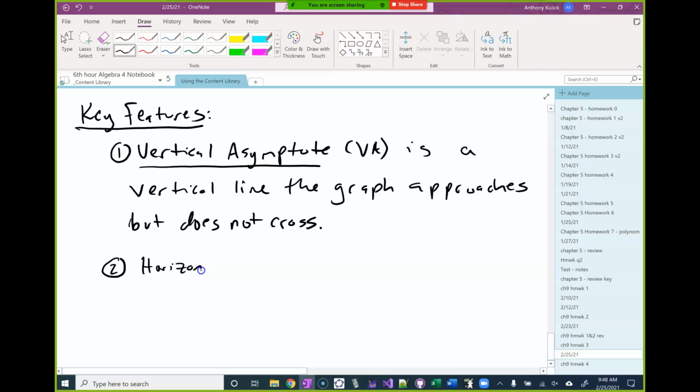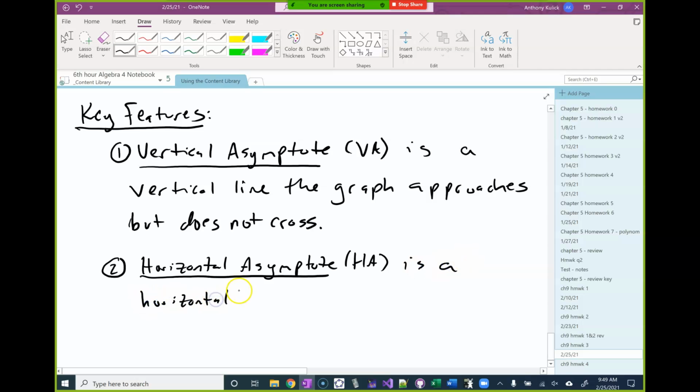A horizontal asymptote is the other key feature. I'm going to abbreviate that as HA. Again, we use that a lot. Is a horizontal line the graph approaches but does not cross.